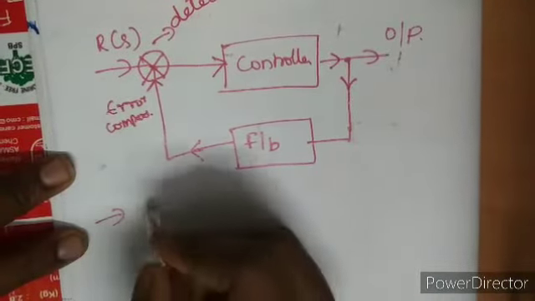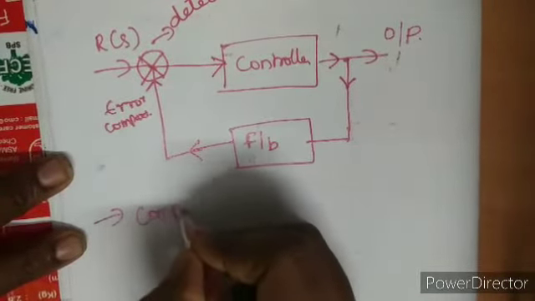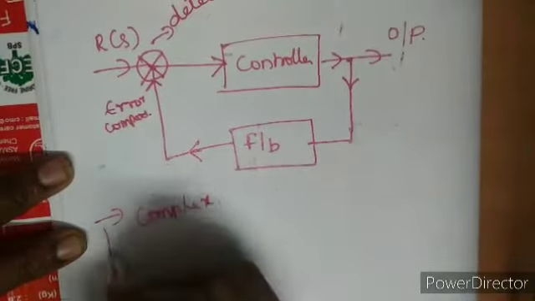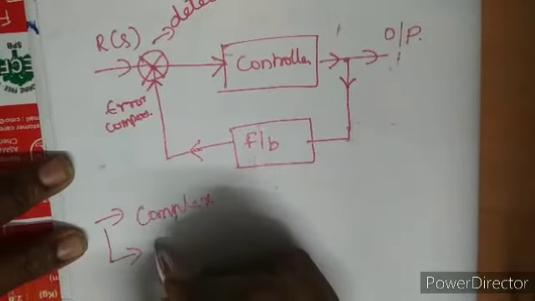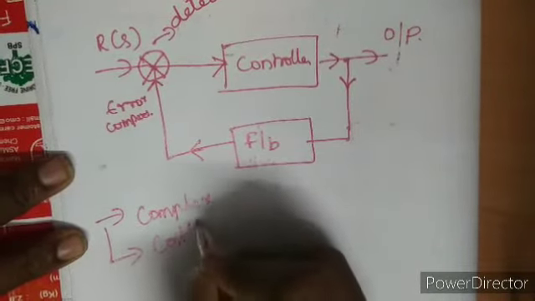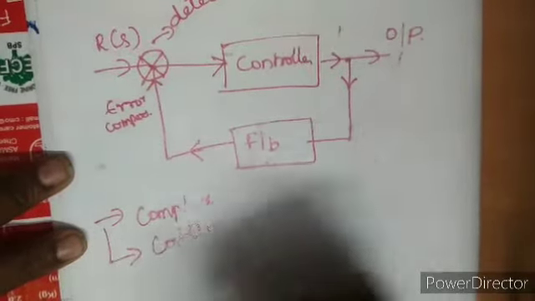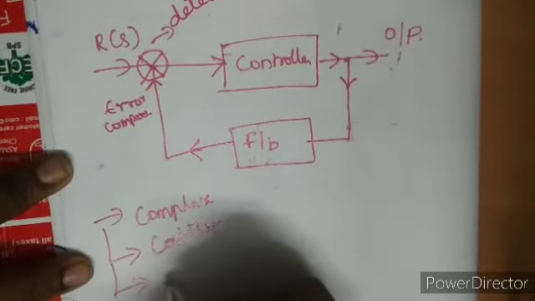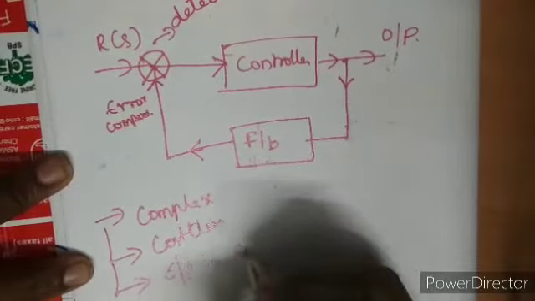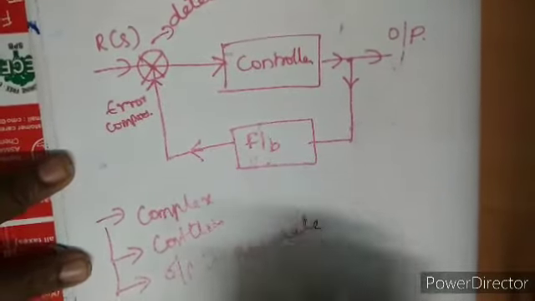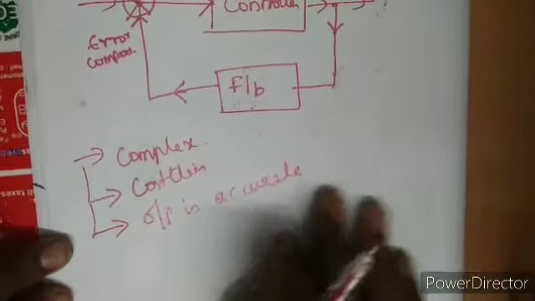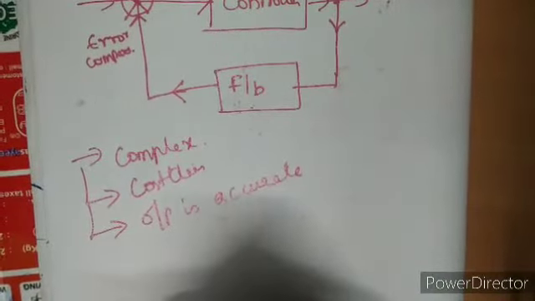Here the system is complex because we have a feedback circuit. Next, it is a little bit costlier because we have a feedback circuit, but the output is accurate. Whereas in case of open loop system, the output was inaccurate.